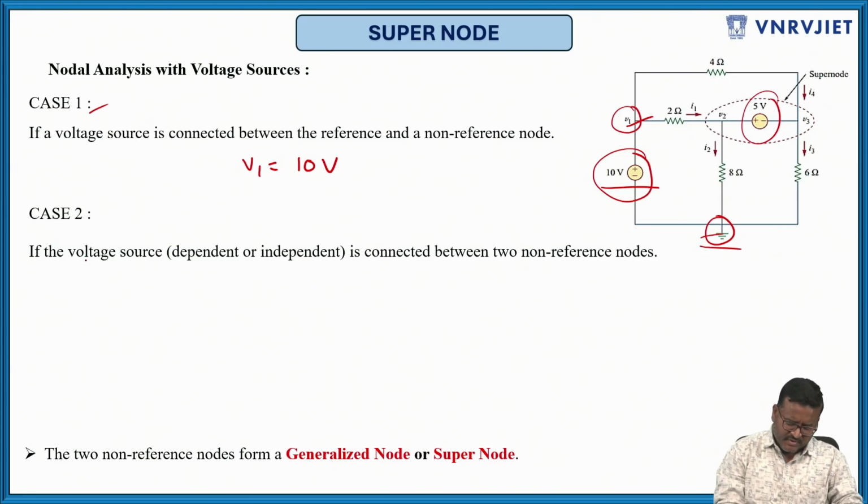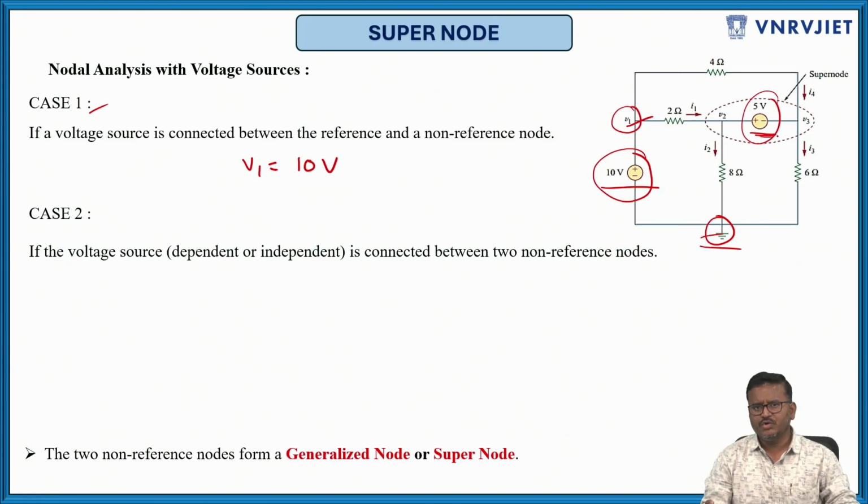Look here, case 2. A voltage source is present between two non-reference nodes. What problem occurs whenever we find a voltage source placed between two non-reference nodes? As I told you, the essential component is to apply KCL. So can we apply KCL here? Look at this. At V2, I want to calculate the node voltage V2, so I have to apply KCL there.